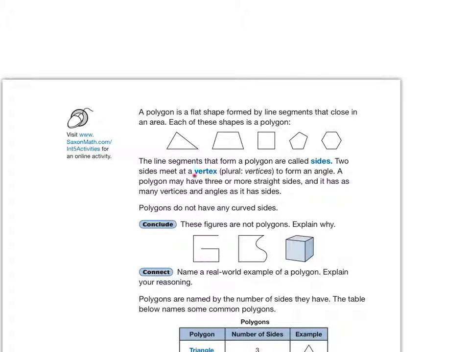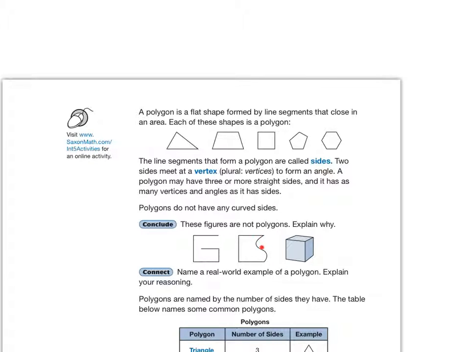2 sides meet as they make the vertex. So this is a vertex, this is a vertex, this is a vertex, etc. All of these little corners here are vertexes. And each one has a certain angle measurement. This one's 90 because it's a square. And these ones are obviously different. So polygons do not have any curved sides.